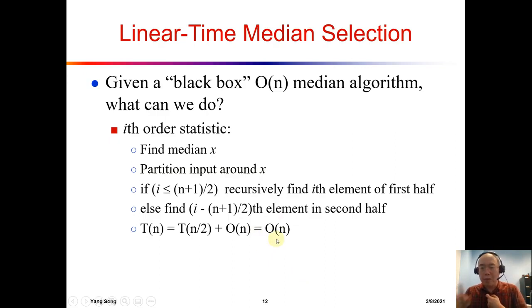Okay, so let me repeat what we have again. We started from a worst case linear time median algorithm. And then using this algorithm, we are able to do a linear time selection algorithm. You give me any i value, I will tell you what is the ith order statistic, or the ith smallest value in this list you are looking for. And I can do that in linear time.